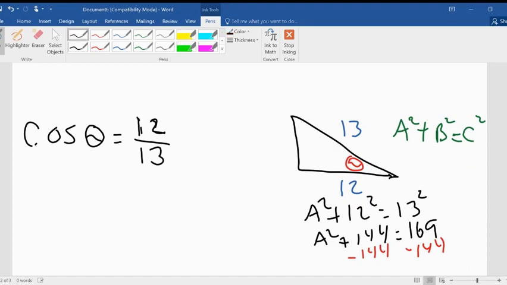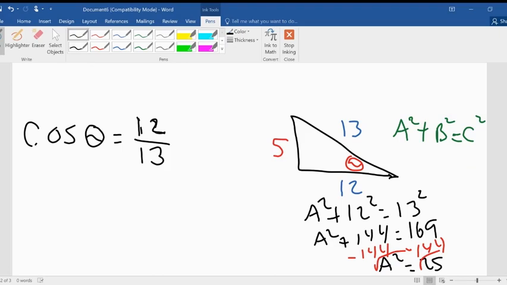So that means your a squared equals 25, because 169 take away 144 is 25. But to get a, we've got to take the square root. Remember that. So we're going to take the square root of both sides. The square root of 25 is 5. So that means that this side here, this a, is 5. So now we can find all of my other ratios.